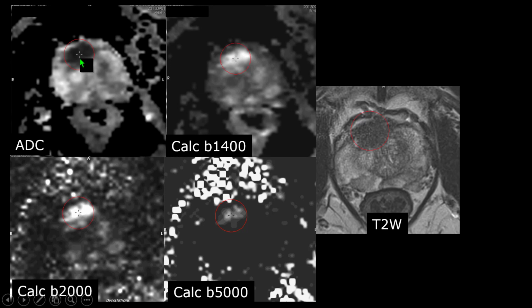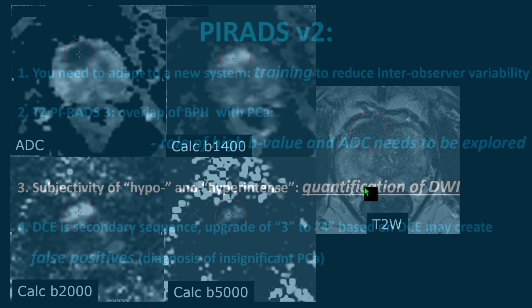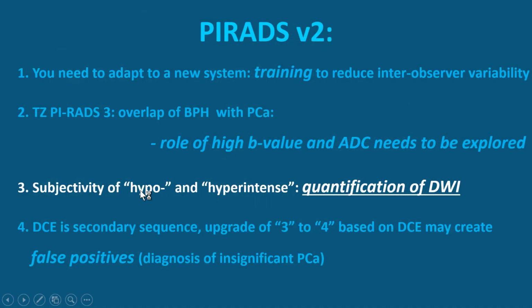For example, if you look at this lesion, obviously a low ADC, bright on B1400, even more brighter on B2000, and the only area which is bright is this area, and this appeared to be a Gleason 4+3 cancer. By the way, here you can see the erased charcoal sign. There's also a subjectivity, so we need to quantify diffusion-weighted imaging in the future.